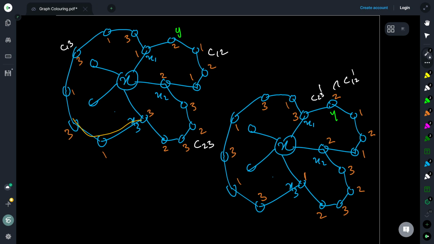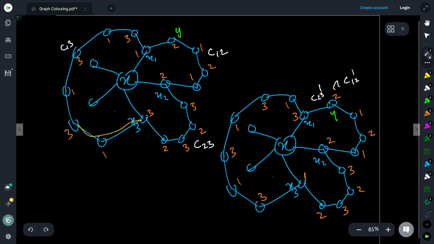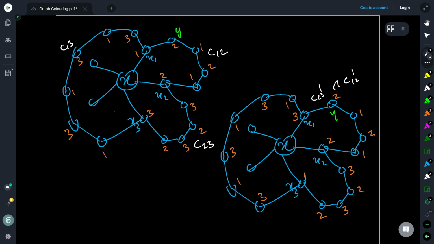So these are all paths, and they intersect only at the vertices: C12 and C23 intersect at x2, C12 and C13 intersect at x1, and C23 and C13 intersect at x3. This we know. This is the structure of this graph.